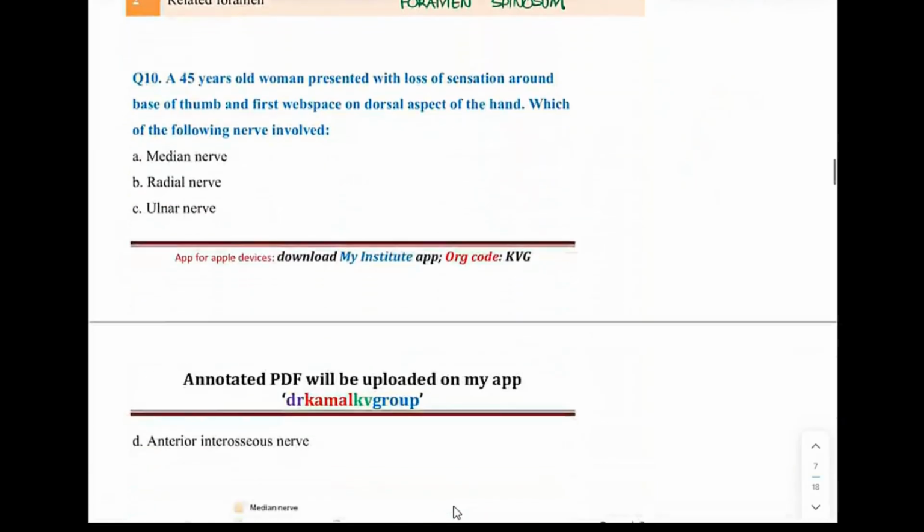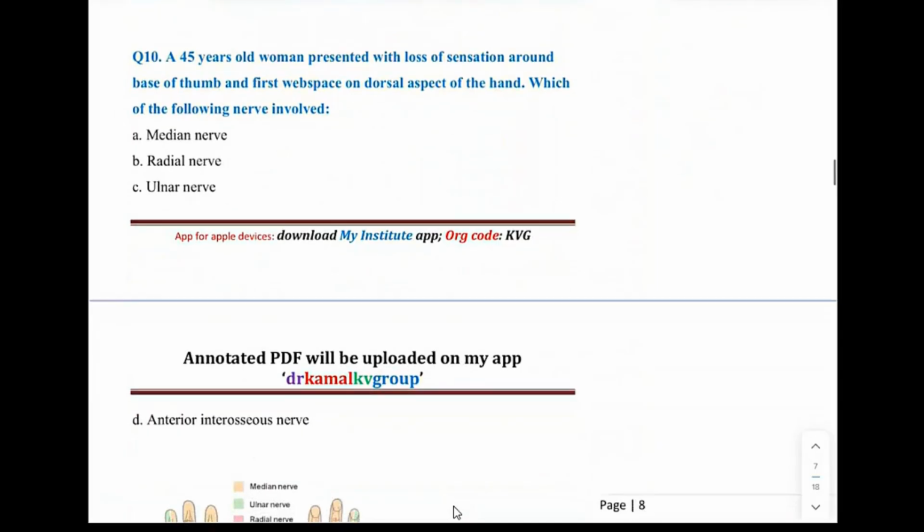Okay, then a 45 years old woman presents with loss of sensations around the base of thumb, and specifically it's mentioned first web space over the dorsal aspect of the hand. Now which nerve is injured? It means there is loss of sensations in this area. The moment you find the words first web space, dorsal aspect, think of radial nerve. This is the area where we check the sensations provided by the radial nerve. So if the patient is able to perceive the sensations, we can say that the radial nerve is okay.